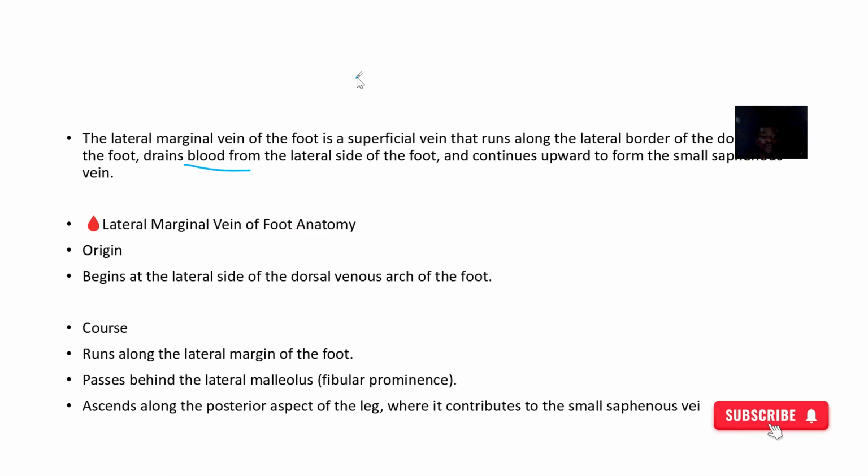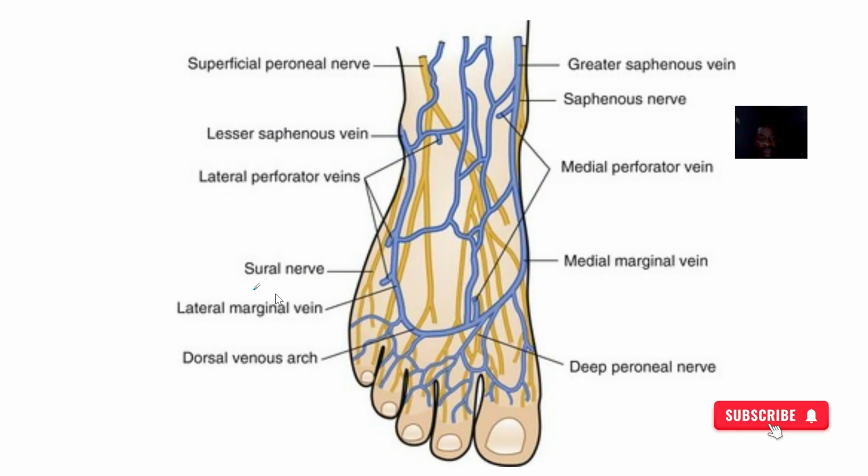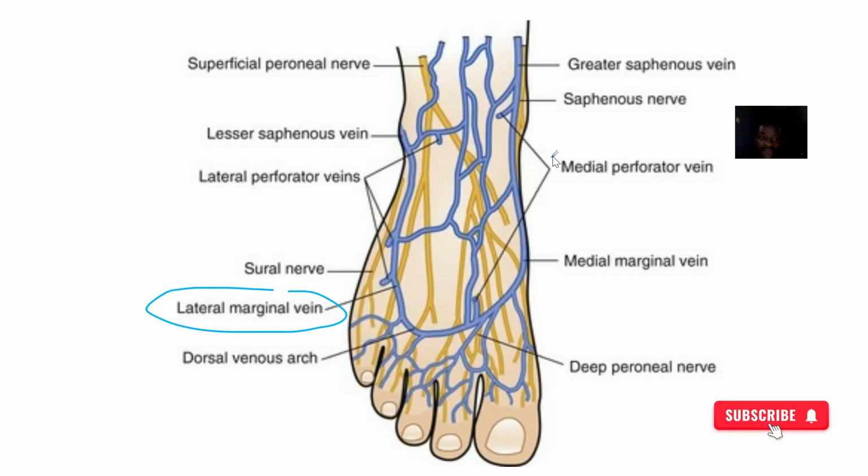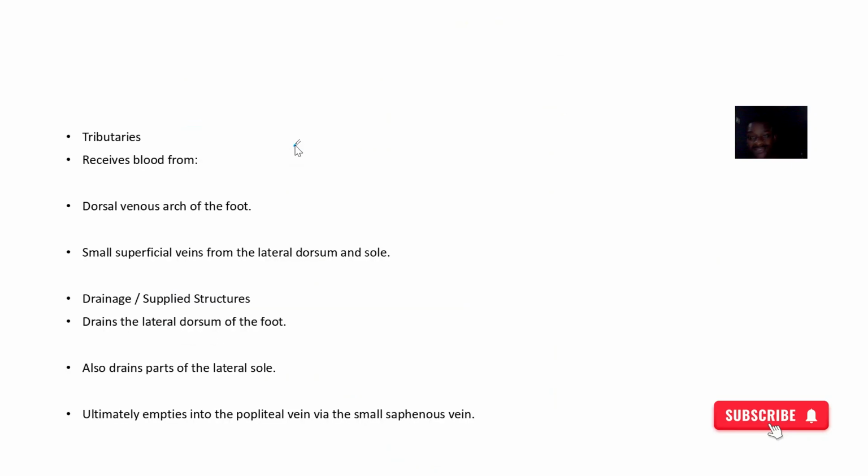So let's quickly move on. What's the origin? It begins at the lateral side of the dorsal venous arch of the foot. Okay, very good. It runs along the lateral margin of the foot, passes behind the lateral malleolus, and ascends along the posterior aspect of the leg, where it will now contribute to form what? The small saphenous vein. This is the lesser saphenous vein, which is still the small saphenous vein. It's still the same thing.